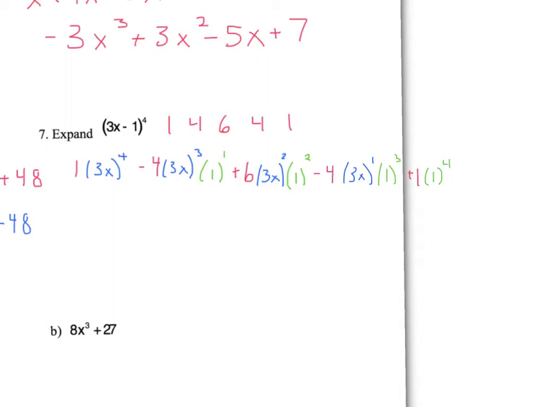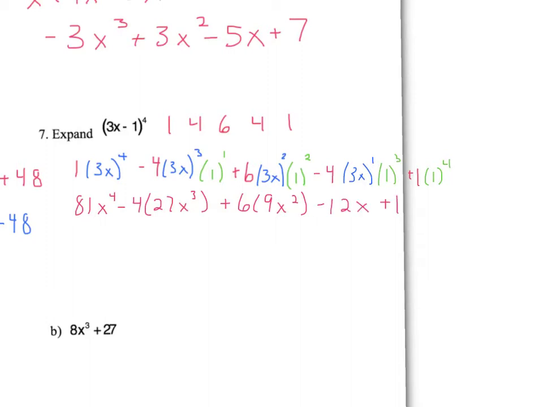So for my first term, I have 1 times 3x to the fourth, which would be 81x to the fourth, because the fourth needs to affect the 3 and the x. My second term will be 4 times 27x cubed times 1. So I'll have to go back and multiply that out. My third will be 6 times 9x squared times 1 squared. And then I will have just a minus 12x and then a plus 1.